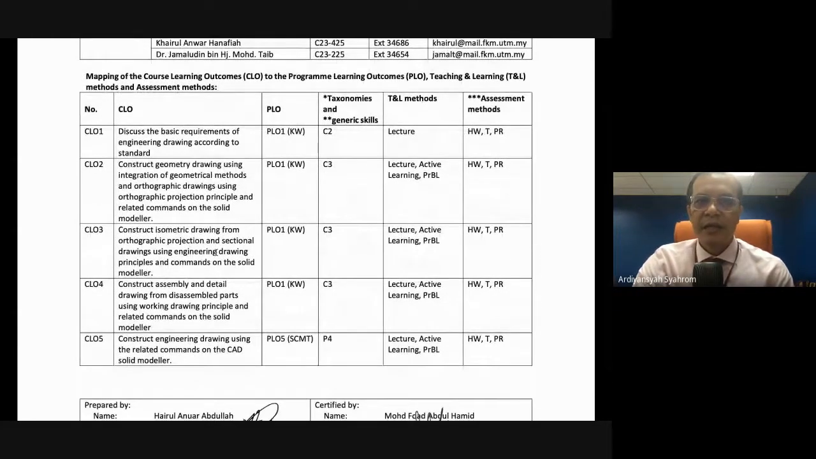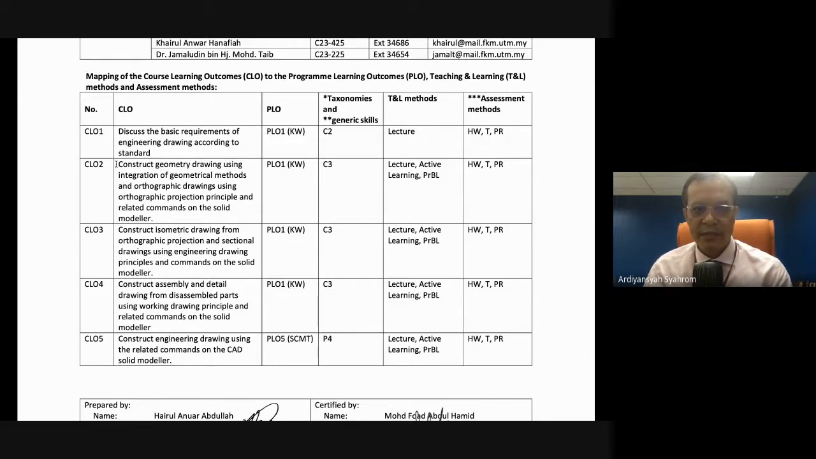So there is a mapping of the course learning outcomes to the program learning outcomes, PLO, and teaching and learning methods and assessment. The first is to discuss the basic requirements of engineering drawing according to the standard. That is the first. And second is to construct geometry drawing using integration of geometry methods and orthographic drawing using orthographic projection principles and related commands on the solid modeler.